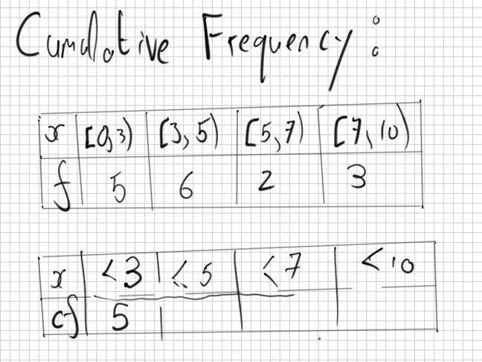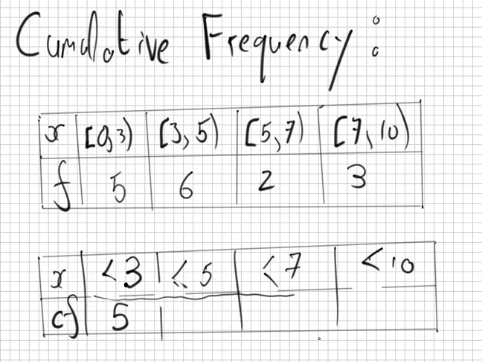Right, so how much data do I have that's less than 5? 11. Why 11? Because I have 6 which are between 3 and 5, and then I also have 5 which are between 0 and 3. So in total, less than 5 is 11. So 11 goes here. The next one would be 13, because less than 7, there are 5, 6, and 2 numbers, all less than 7. So they keep adding up as you go across the table.